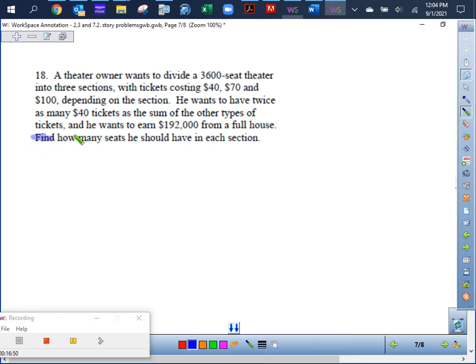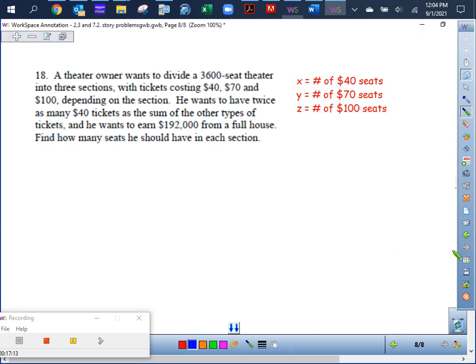Read it. Find the question. How many seats? So we're talking about seats for our variables. How many different types of seats are they having in this theater? 3 different types. So we'll let x be one, y be another, and z be a third. Cool. And what's different about them? They don't have names. Isn't one of them their prices? You know, one's 40, one's 70, one's 100.